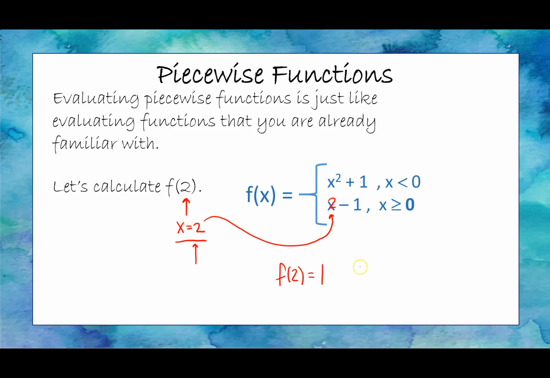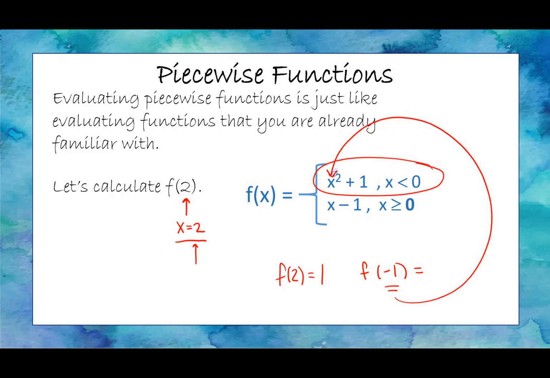What if I asked you for f of negative 1? Well, in this case, my x value is less than 0, so I should be plugging in to this option. So I take my negative 1, I plug it in here. Negative 1 squared is 1 plus 1 is 2. So that's how we evaluate piecewise functions.